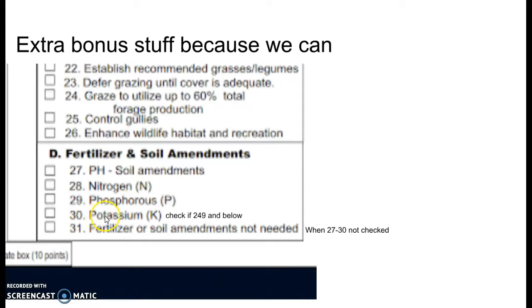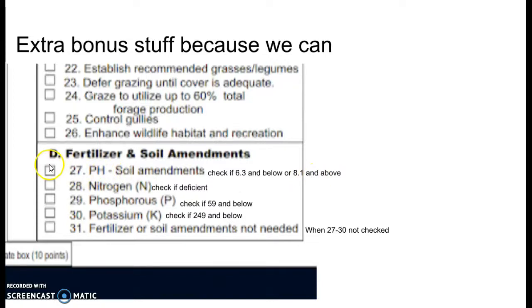If you go to potassium and you find out that the potassium is 249 or below, you check the box because there's not enough potassium in your soil. If you find out that your phosphorus levels are 59 or below, you would then check phosphorus. If the nitrogen is called deficient, you would check nitrogen. If the pH is not between 6.4 and 8, or if it is below 6.3 or above 8.1, then you would check pH.